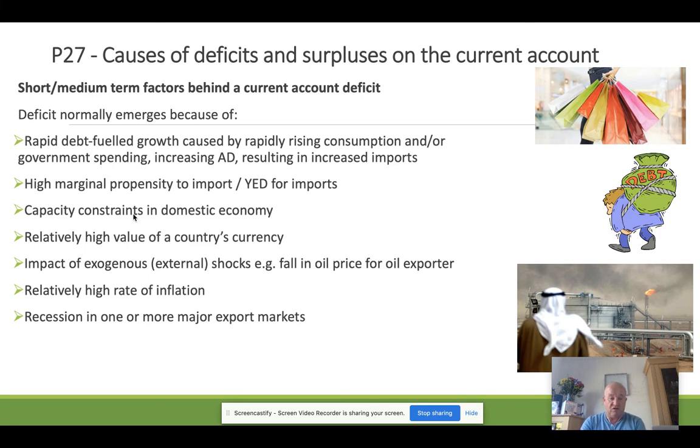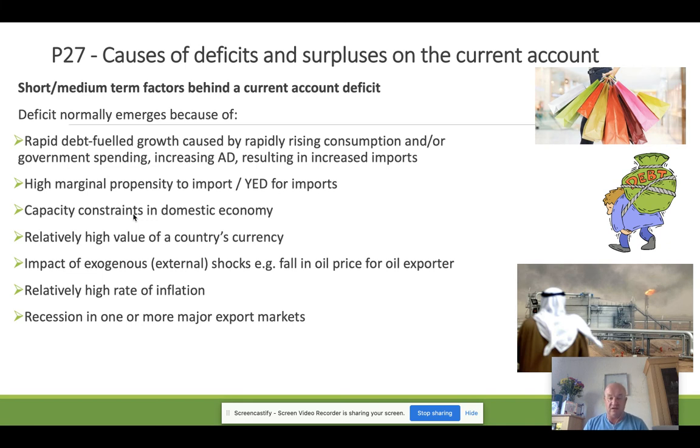Okay, if you've got a high marginal propensity to import, so if we have a high level of inclination to import, then that clearly is going to cause significant changes in the current account deficit. And if we've got high levels of income and high levels of consumption, then that is going to mean that we're going to have significant demand for imports.